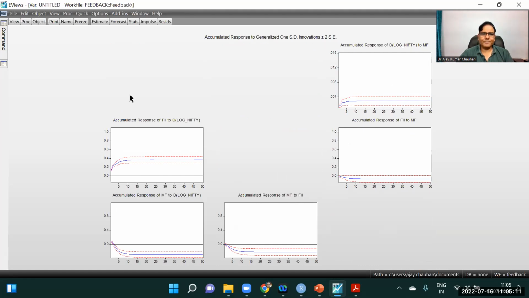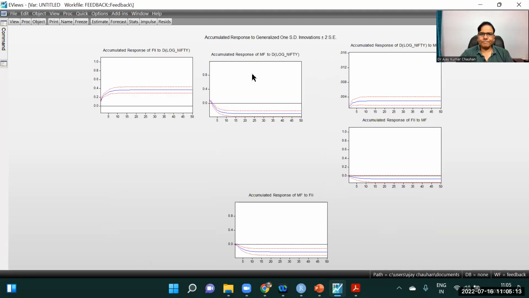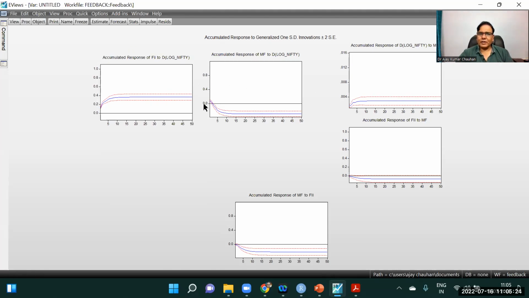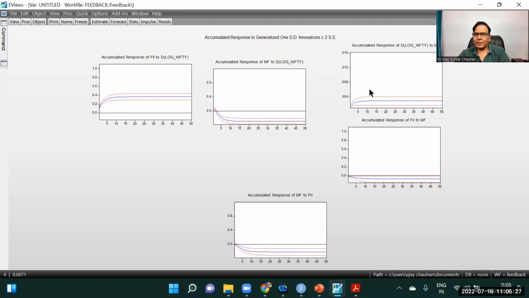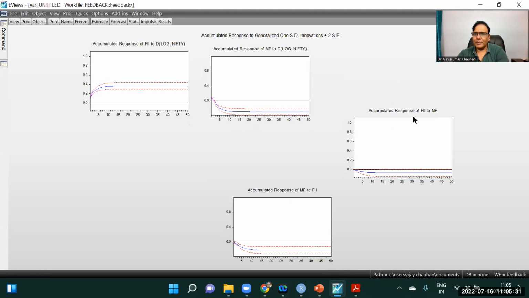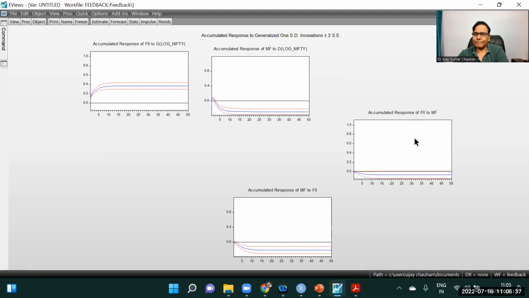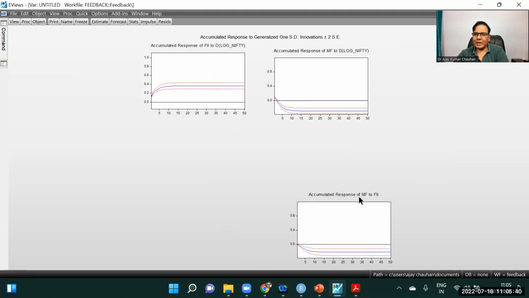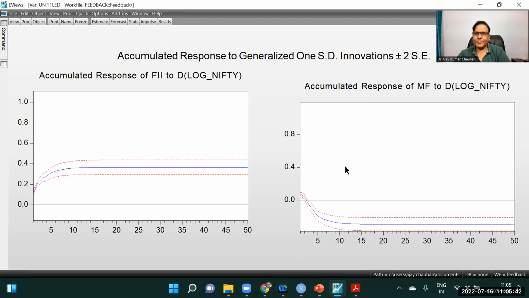Now you can see this is the FII to Nifty, highly positive. Accumulated response of mutual fund to Nifty, highly negative. So even with this kind of result, you can publish it. This is the Nifty to mutual fund positive, FII to mutual fund negative, they are moving opposite, and FII to mutual fund negative.